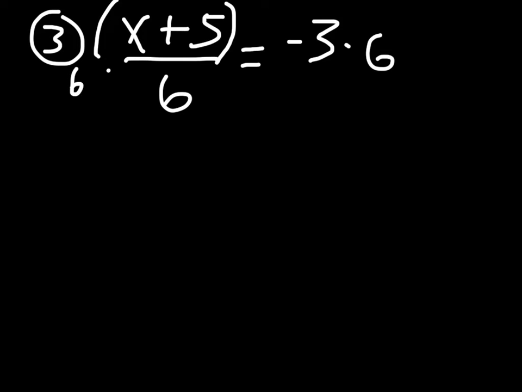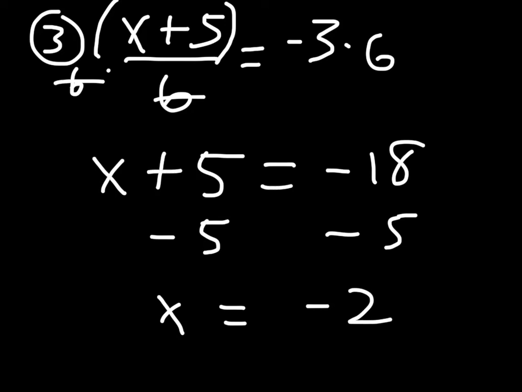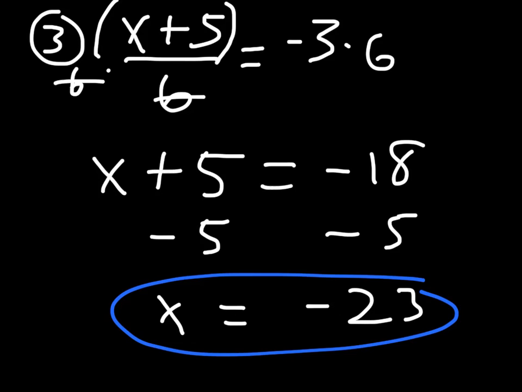And so I need to actually multiply by 6 on both sides before I can do anything with the top. So if I multiply by 6 and divide by 6 on my left side, those will cancel, and I just have x plus 5 left over, and negative 3 times 6 is negative 18. Okay, now it turns into one of our simple one-step equations, so we just have to subtract 5 on both sides, and we get x equals negative 23. Okay, so that's your answer for number 3.